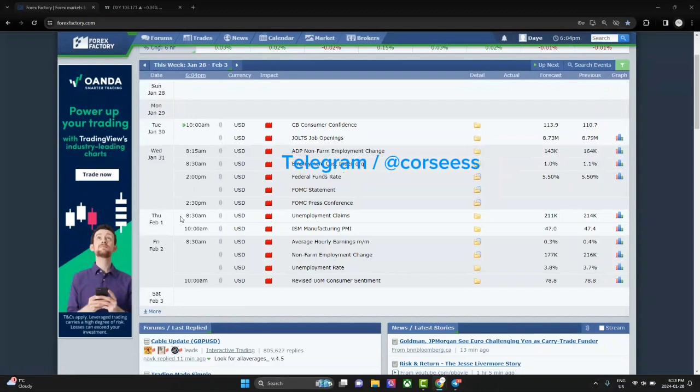Thursday, we have unemployment claims, ISM manufacturing PMI, right? We have this in the heart of New York. I do not suggest trading Thursday if you're new, and most students of Michael or ICT usually say to shun Thursday during this time, which makes sense, right? You don't want to really be trading after Wednesday.